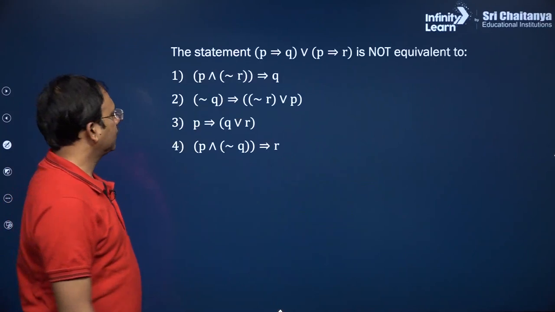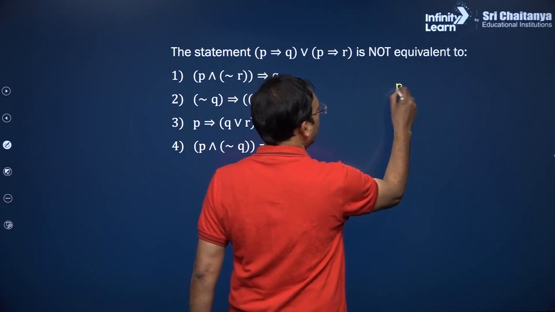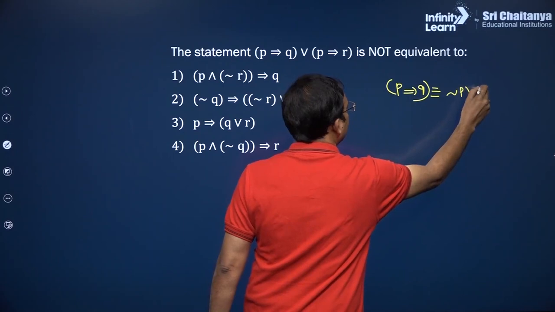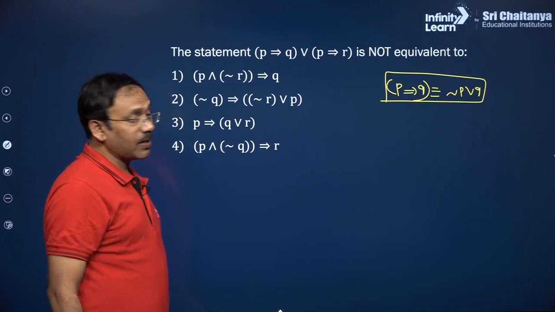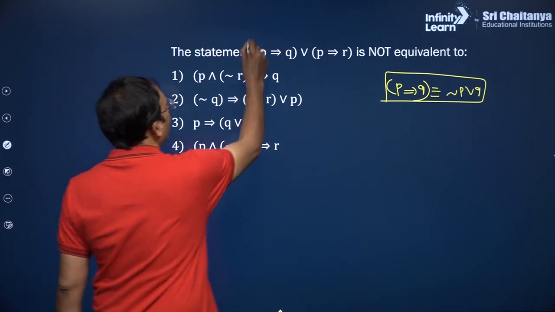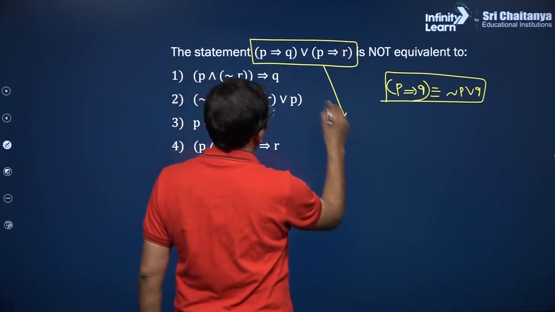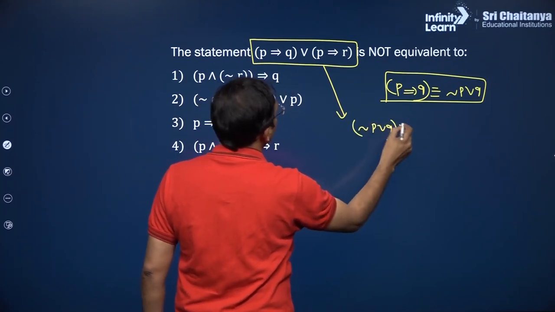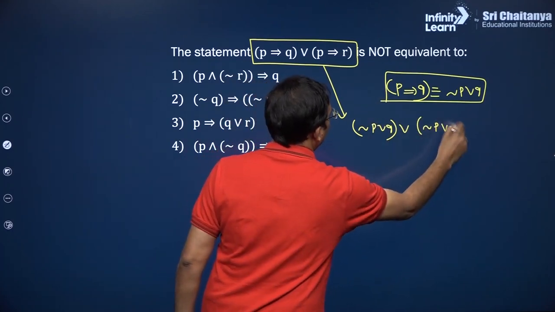1 by 12. Next. You see, the statement is not equivalent to... Do remember, my dear friends, P implies Q is always equivalent to negation P or Q. This is a result that you need to remember, because negation of P implies Q is P and negation Q. In fact, the given statement you can simplify like this: P implies Q means negation P or Q.